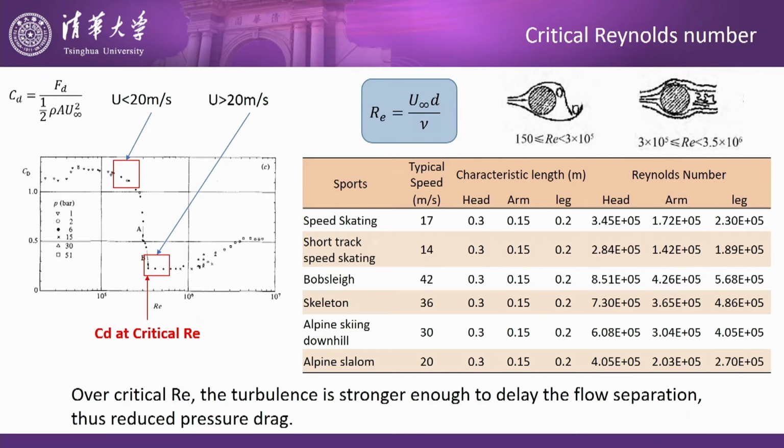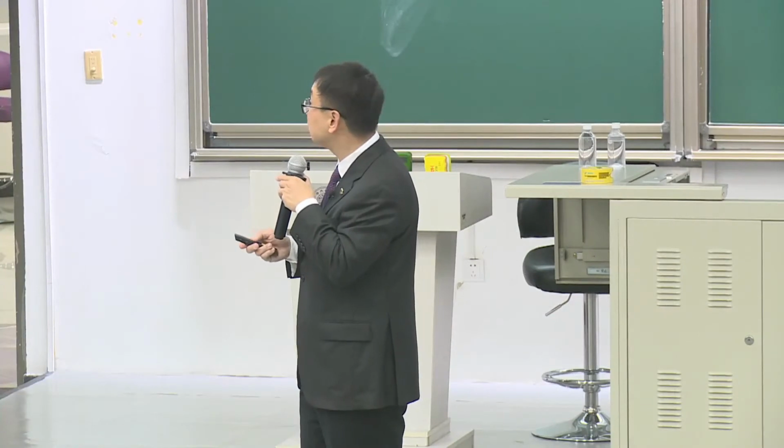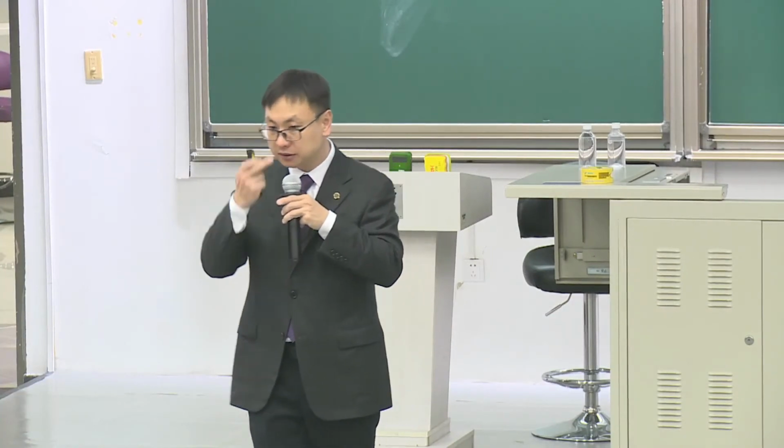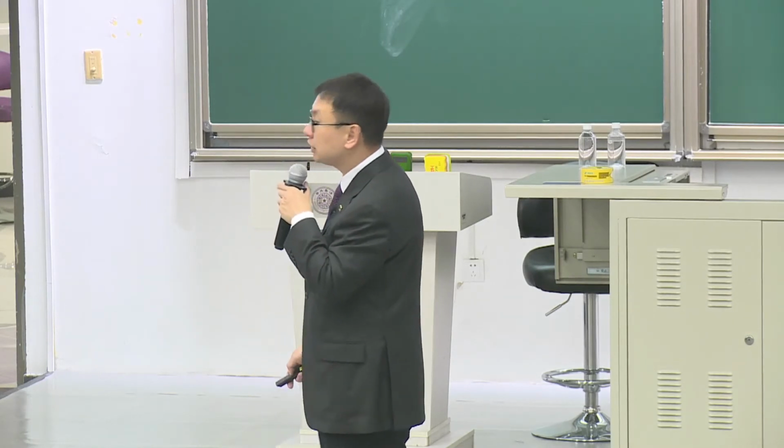For sports, we have the typical speed of skating, short track speed skating, bobsleigh, skeleton, alpine skiing downhill, alpine slalom. And we have the length of head, arm, leg, and we calculated the Reynolds number. We found it's just below the critical Reynolds number. So we have to increase it so we can get this benefit. How to do that? With those dimples.